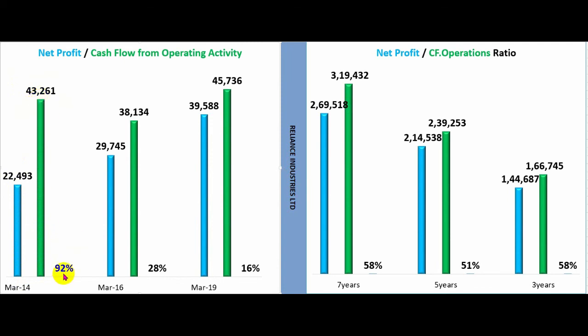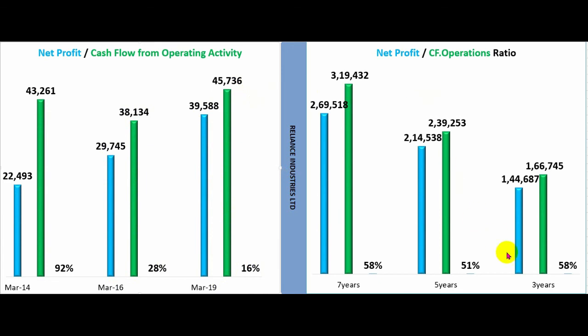So that's almost 92% more than its profit. So this is a good value. We want as much cash as possible against the net profit of the company. In 16, the cash coming in was more than the net profit by 28%, and in 19, the cash generated was around 16% more than the profit declared. So we want the cash coming in through operating activity to be as high as possible.